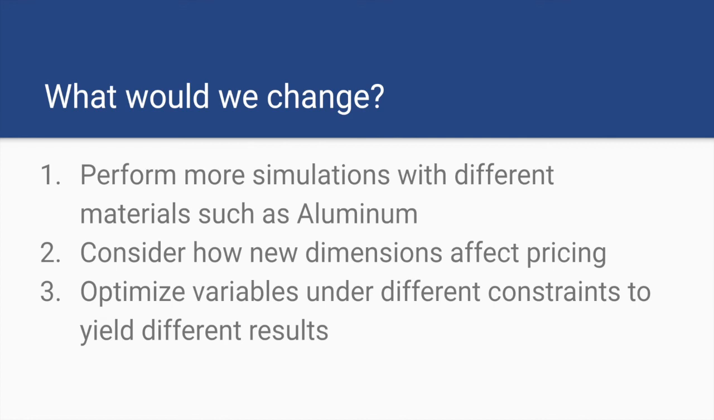Finally, some things we would change. We wanted to perform more simulations with materials such as aluminum, and play around with different material properties to see how that would affect the finite element analysis. We also wanted to see how our new dimensions would affect the price of the tie rod. And finally, we wanted to play around with different constraints to see if we could get different results.